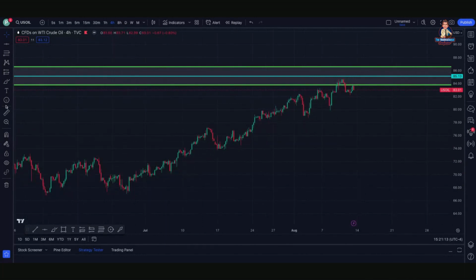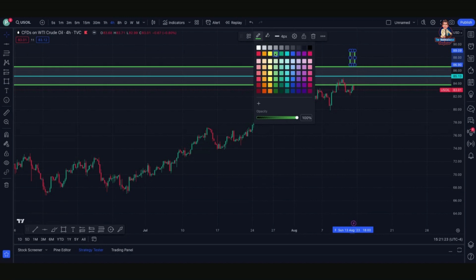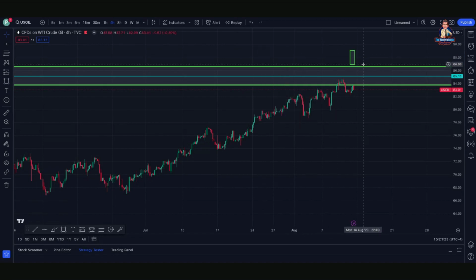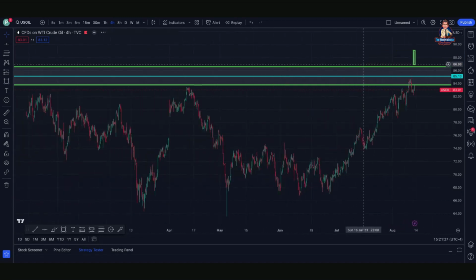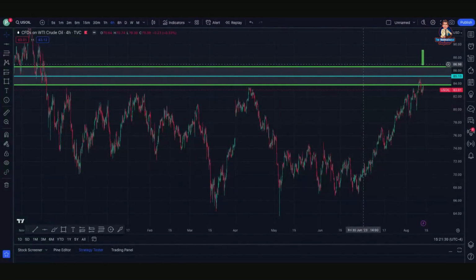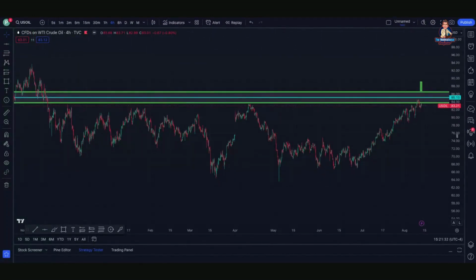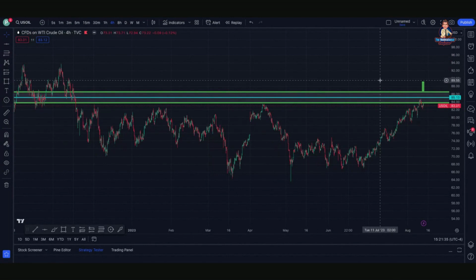We would need, let me grab a box, we would need a candle to close all the way up here at 88, let's say. And let's keep that green, right? To really change the trend of this area of resistance. If we are going to go any higher, if we are going to see 89, 90 and above, then we need that candle to let us know we're going higher.